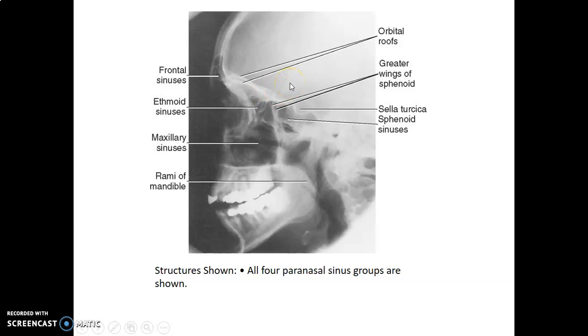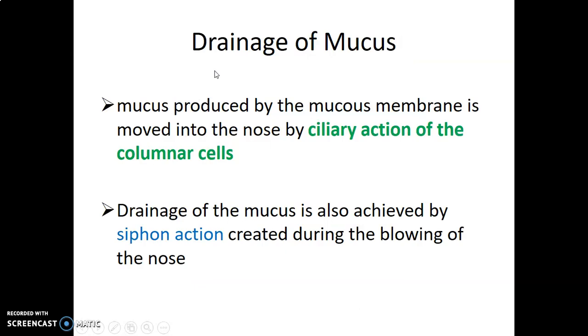This is a radiograph showing the presence of your sphenoid sinus here, maxillary sinus, frontal sinus. Remember, air appears black on radiograph, so that's why you see air in the nasal cavity, maxillary sinus, sphenoid sinus, frontal sinus. They will appear dark.